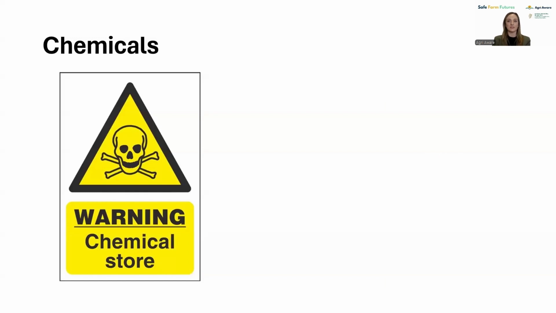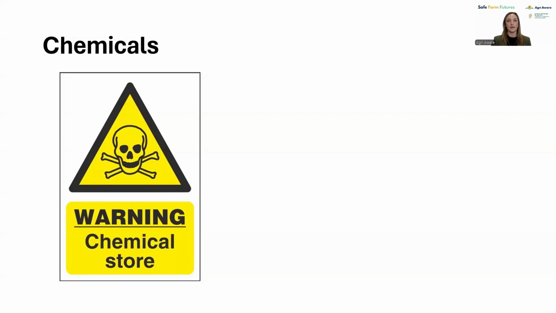Now we will move on to chemicals on the farm. So farmers will use chemicals to protect their crops from insects, weeds, and diseases. And liquid farm chemicals are often stored in containers, and solid farm chemicals can be stored in bags or drums. Some chemicals can be poisonous if we touch them or breathe in their fumes.